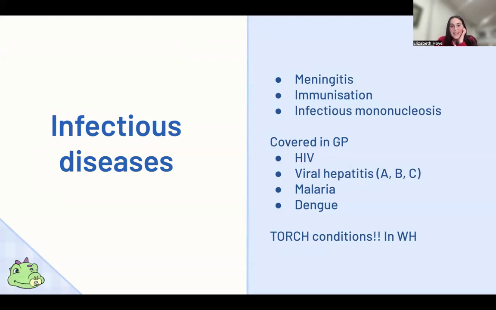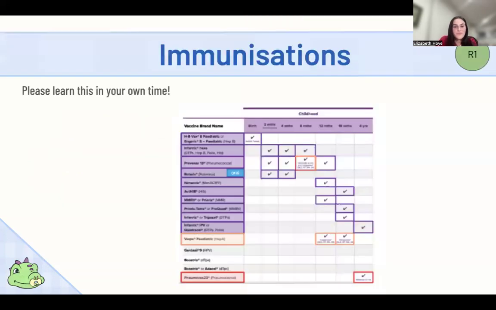I'll do the big three, and I'll mention all the other ones on the matrix, but a lot of them are also covered in the GP matrix. In the women's health matrix, I would highly, highly, highly recommend looking at and learning all the TORCH conditions, because they're very important and they're also tested quite a lot, I would say.